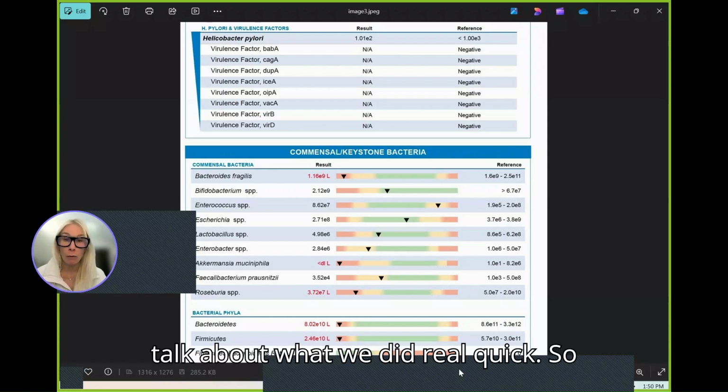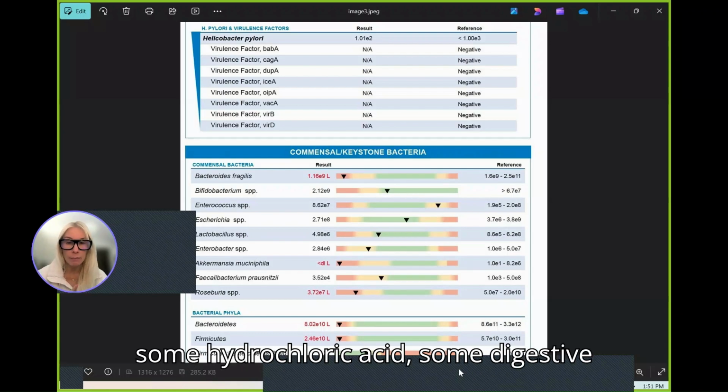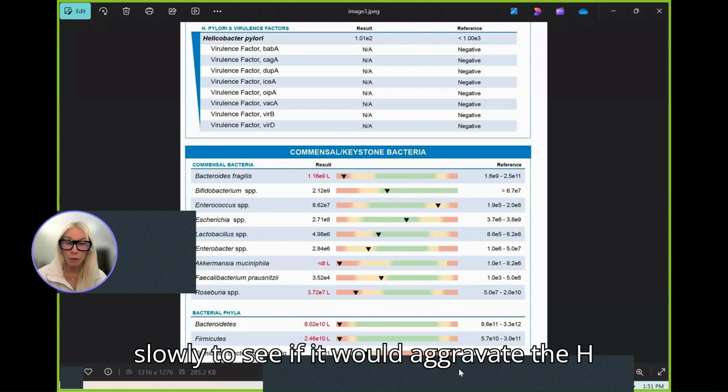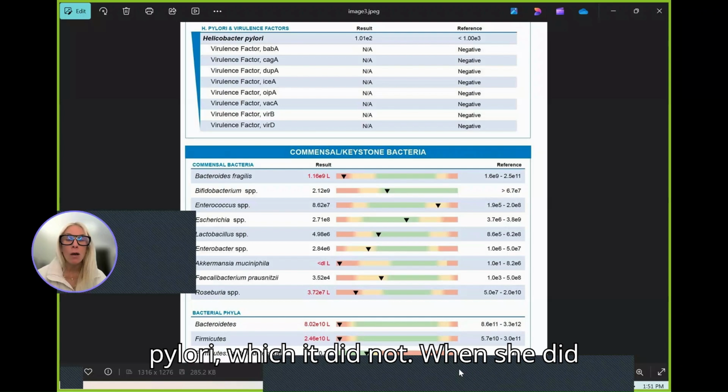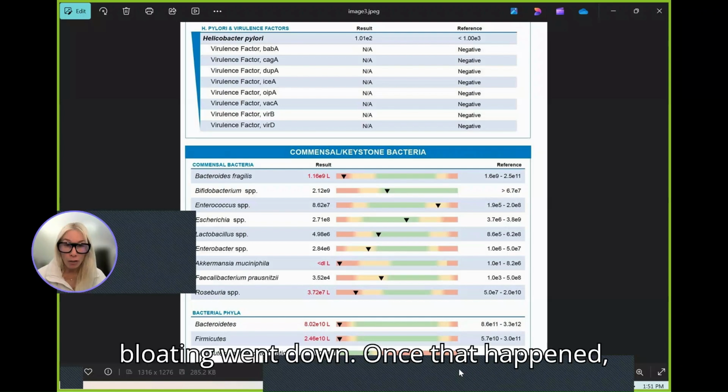So let's talk about what we did real quick. So going back, we definitely added some hydrochloric acid, some digestive enzymes with HCl. We did that really slowly to see if it would aggravate the H. pylori, which it did not. When she did that, she did notice that her bloating went down.